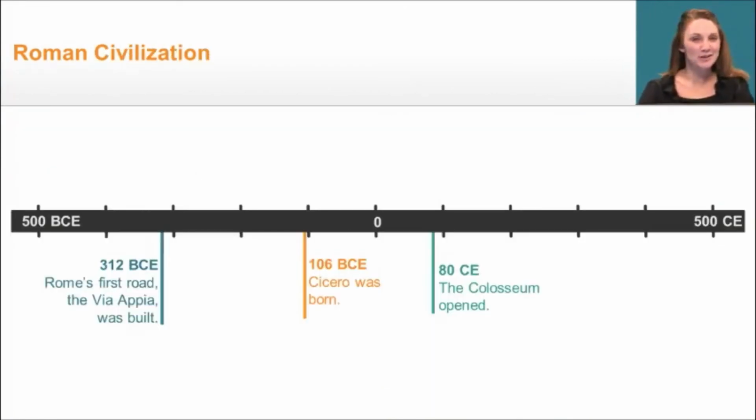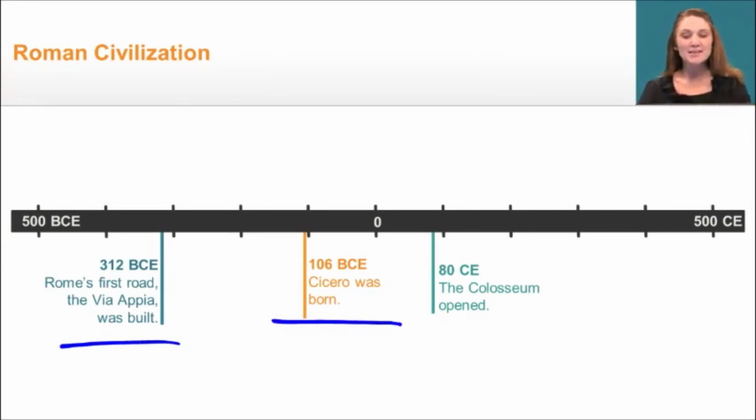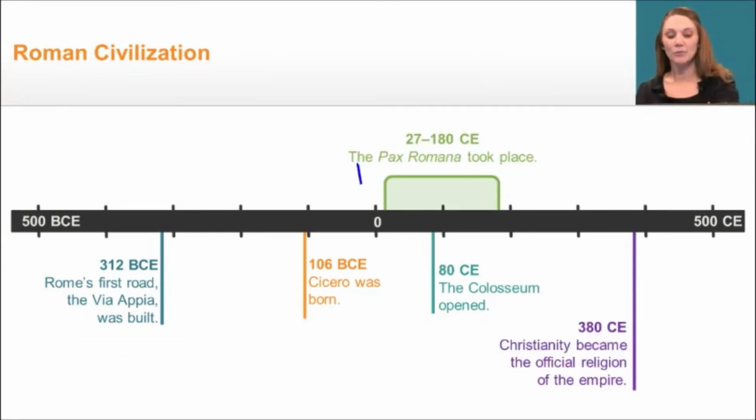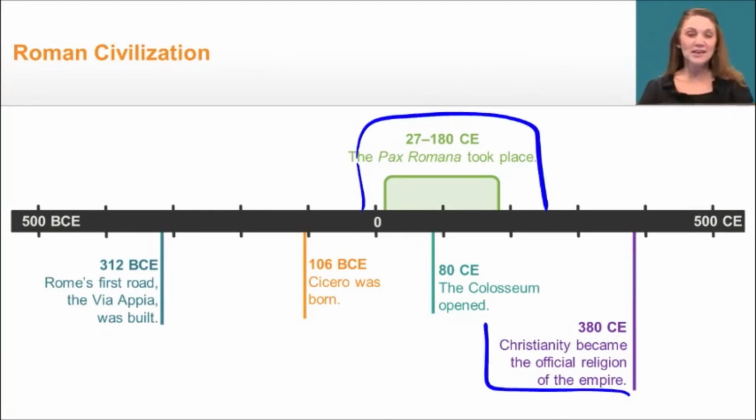Here's a timeline I want you to take a look at. This is really going to help you understand the evolution of Rome from an empire to kind of declining and adopting Christianity. First, you have the Via Appia, the Appian Way. It's a road. You have the birth of the amazing Cicero, the opening of the Colosseum. You have Roman peace. And here you go, Christianity becoming the official religion of the empire.